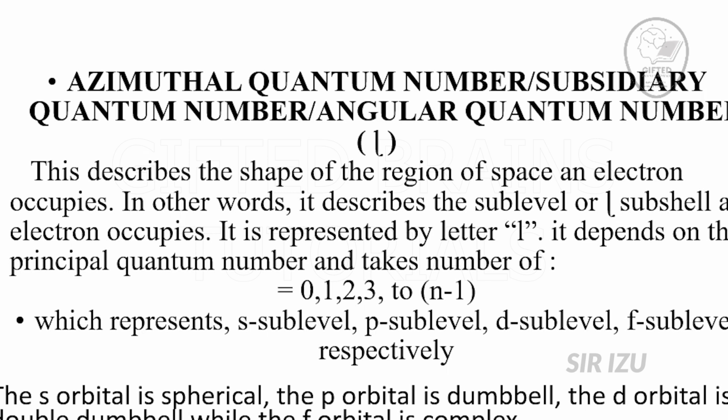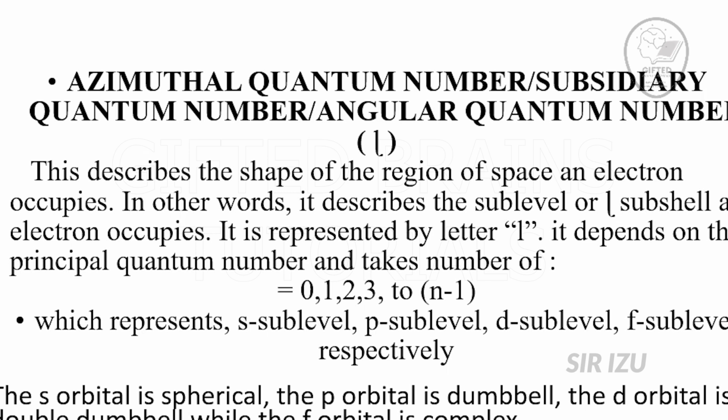It is represented by the letter l. If I say l equals 0, I'm talking about the s subshell, or in other words, you say sub-level. If I say l equals 1, I'm talking about the p sub-level or subshell. If I say l equals 2, I'm talking about the d sub-level. And its value depends on the principal quantum number. Yes, it takes values one less than the principal quantum number.